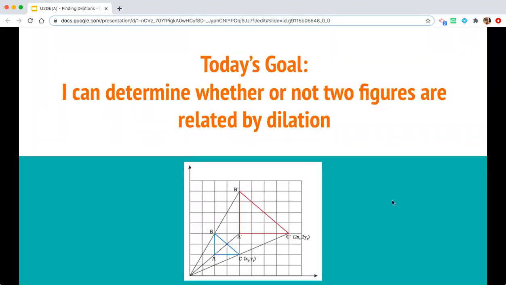Today we're working on figuring out whether or not two figures are related by dilation. Last week we spent a lot of time looking at how to dilate figures. Today we're going to start thinking about what we do with this type of transformation.